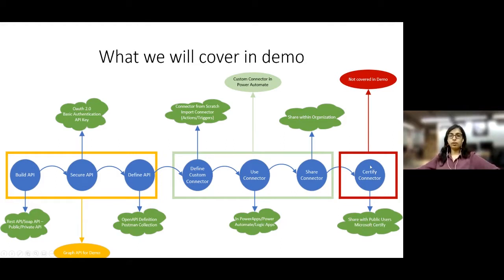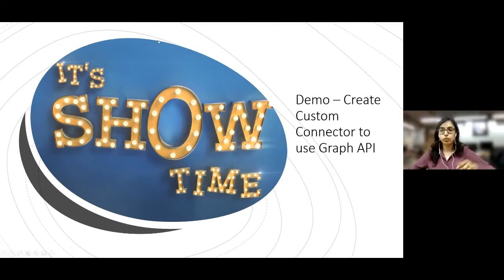Certify connector we are not doing today, as we don't want our connector to be available for public users. We just want the internal users of the organization to use this connector. What we'll learn in our demo today is how to define a custom connector from scratch from the Power Automate UI, then once your connector is created, how you will use it in your flows, and then how to share the connector. All right, let's jump to the demo. Any questions so far? I don't see any questions coming up.